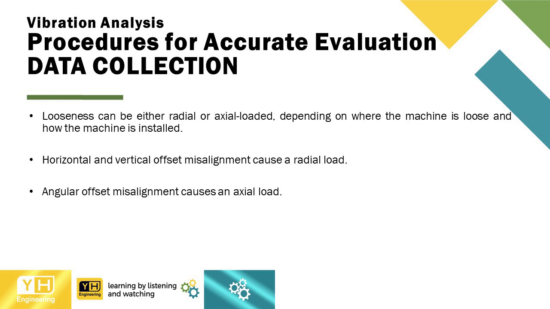Looseness can be either radial or axial loaded, depending on where the machine is loose and how the machine is installed. Horizontal and vertical offset misalignment cause a radial load. Angular offset misalignment causes an axial load.